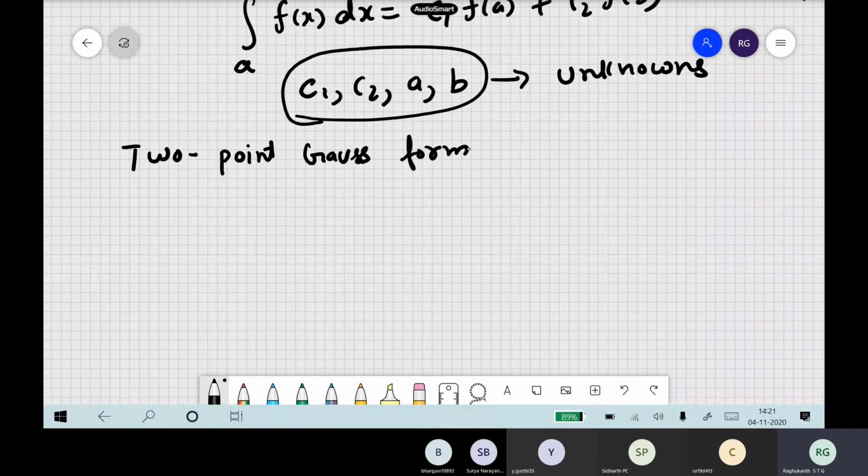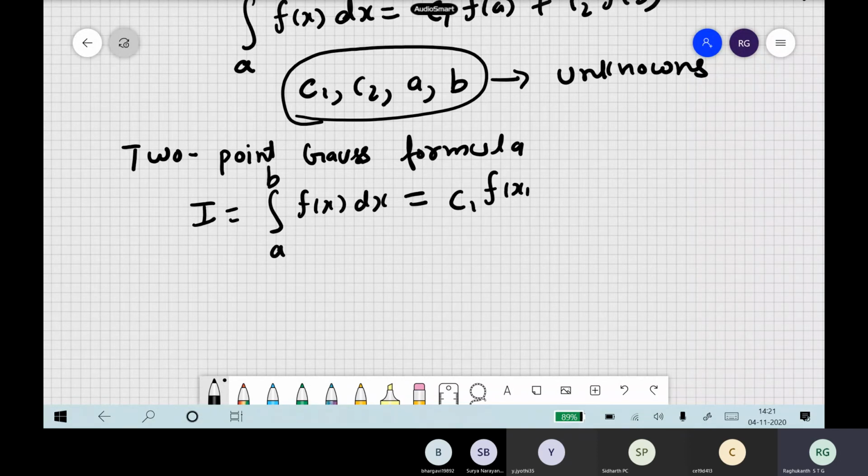Okay, so now this is my integral from a to b of f of x dx. With 2 points, this becomes c1 f of x1 plus c2 f of x2.